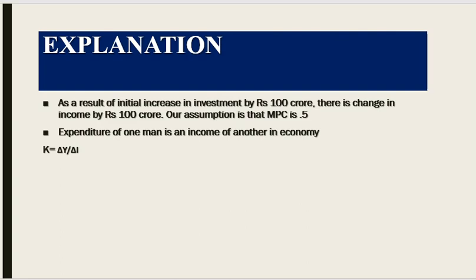As a result of the initial increase in investment by rupees 100 crore, there is a change in income by rupees 100 crore. Our assumption is that MPC is 1 by 2. The expenditure of one man is the income of another person.